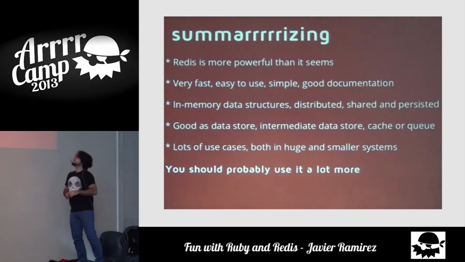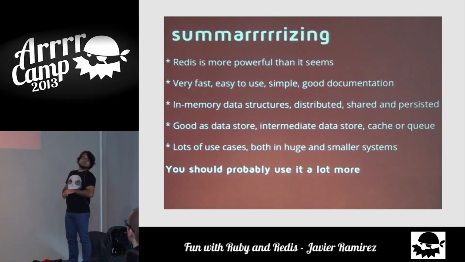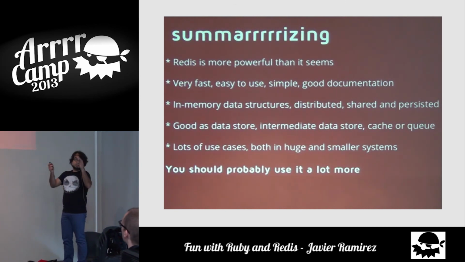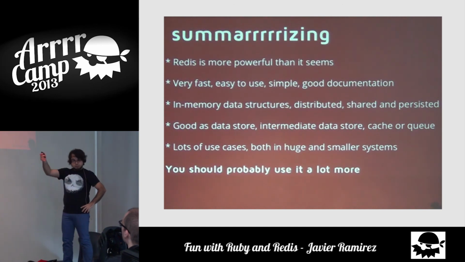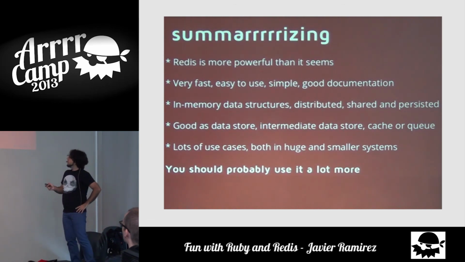So to summarize, Redis is more powerful than it seems. It's quite fast. It's really easy to use. The commands, you saw, were quite easy. And the documentation is very good too. Everything is in memory, so you can think of this as distributed data structures. It's really good as an intermediate data store, for offloading charts from other stores, as a cache or as a queue. These are four common patterns, and Redis is designed for that. So you can use it in any of that.